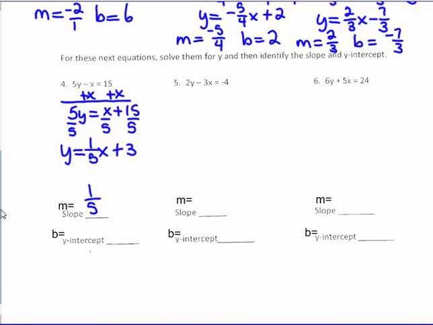My y-intercept is 3. I'm going to leave number 5 and 6 for you to take a moment, pause the video, solve them for y equals, and then fill in m equals the slope and b equals the y-intercept. So take a moment, pause the video. Let's go over number 5 and 6 tomorrow in class.